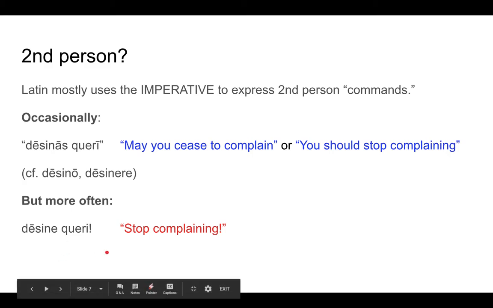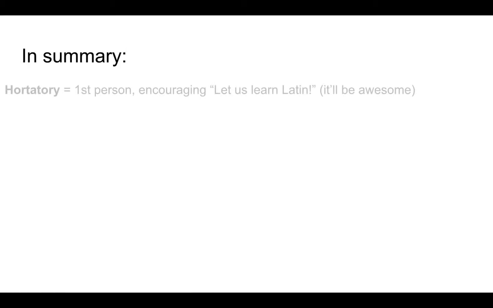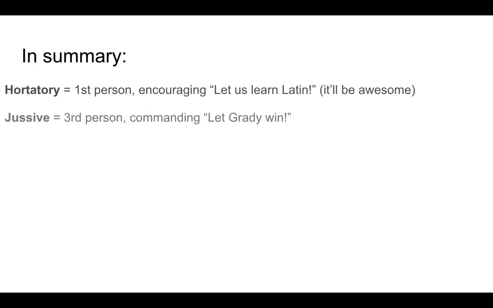So mostly we're going to talk about first and third person, hortatory and jussive. All right, let's sum it up. Hortatory. It's a first person verb, probably usually going to be with we. It's encouraging. Let us learn Latin. I promise it'll be awesome. The jussive is more with third person, and that could be with they or he. It's kind of commanding. Let Grady win. Also encouraging. It is a subjunctive verb in a main clause. Not a subordinate clause, but a main clause. Please, please, please look for let's eat caviar vowels. And you're pretty good.